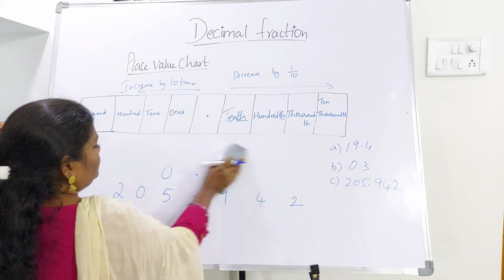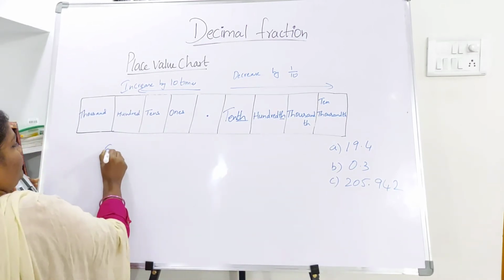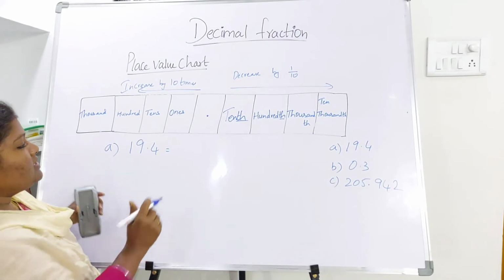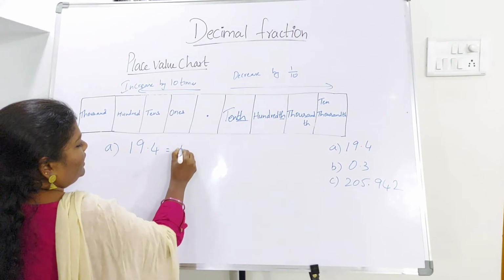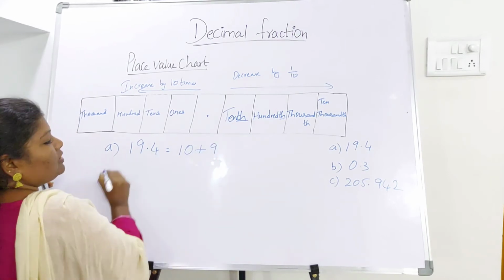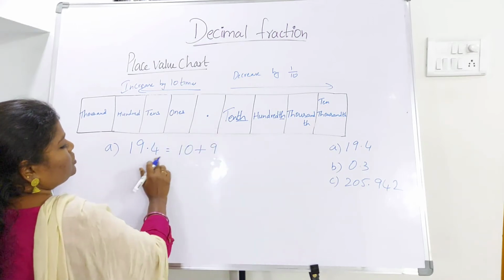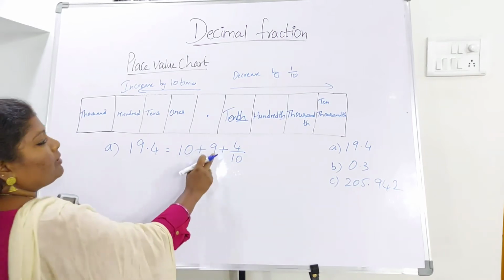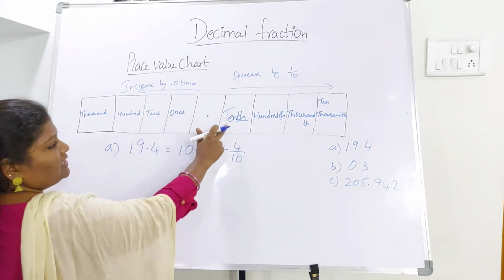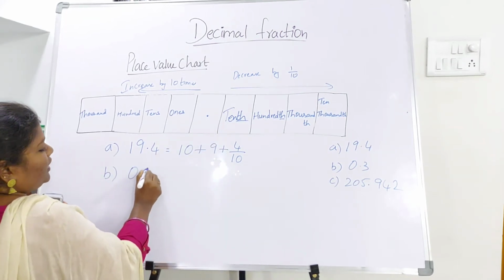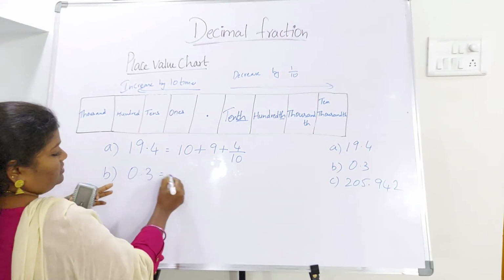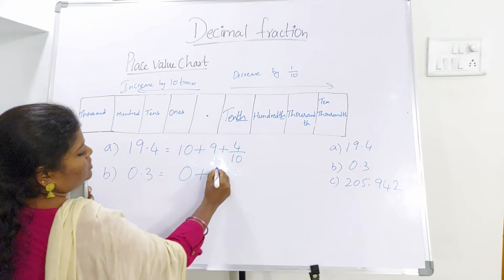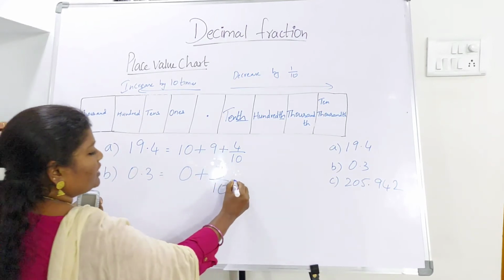Now I'll show you the expansion form of these. One by one I'm going to explain. The first one, A, 19.4. As I told you, 9 is in the ones place, 1 is in the tens place. So write the expansion form as usual, that is 10 plus 9. After the decimal point, as I told you, you have to take it as tenth, so it is plus 4 by 10. Do remember, after the decimal point it is tenth, not tens, it is the tenth place. The next one, 0.3. Here you know there is no need to write 0. If you get confused, you can write 0 plus 3 in the tenth place, so 3 by 10, or you can even write just 3 by 10.